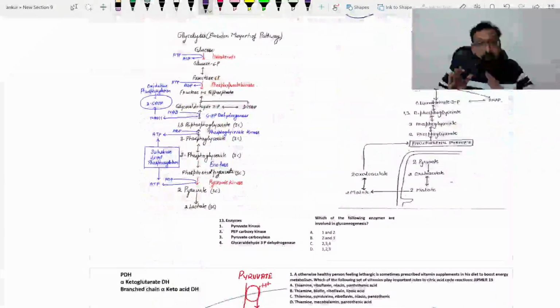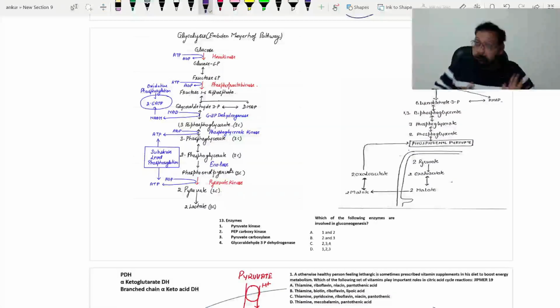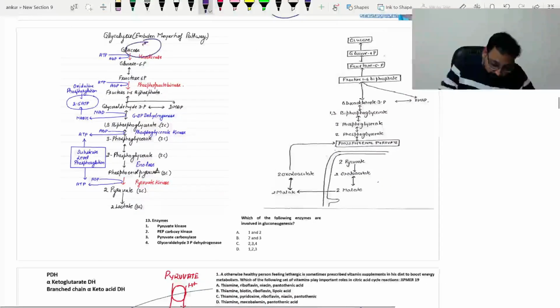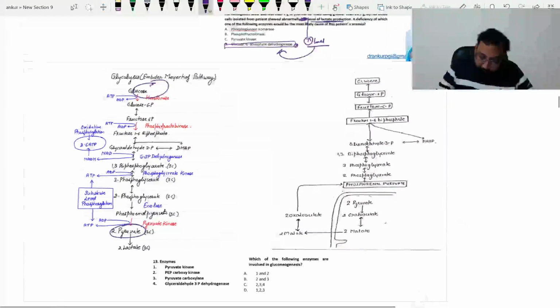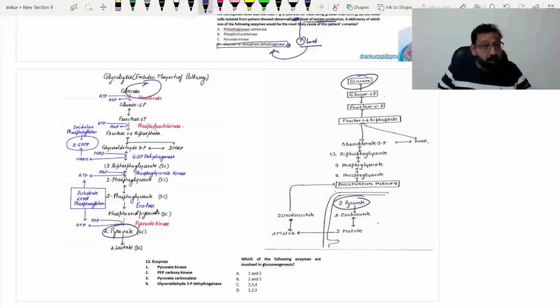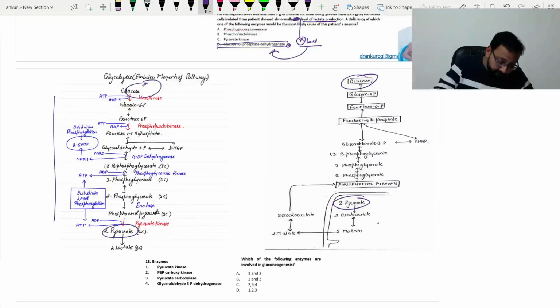Now, glycolysis and gluconeogenesis are two opposite pathways. Glucose to pyruvate is called glycolysis. Pyruvate to glucose is called gluconeogenesis. These are two opposite pathways. They are regulated in such a way that when one is activated, the other is kept in an inhibited state.